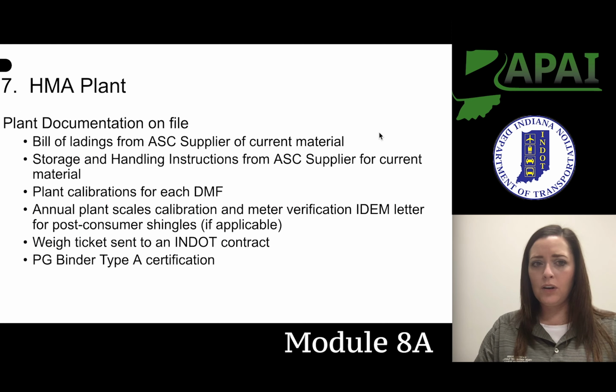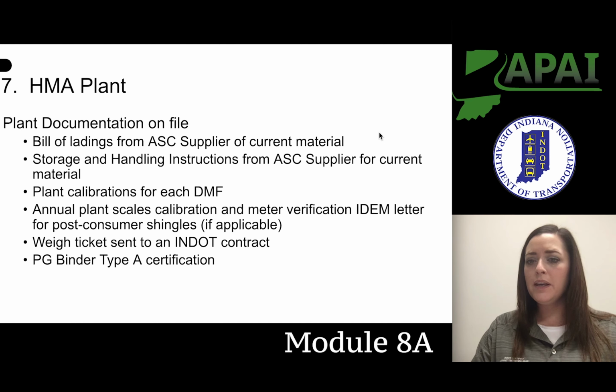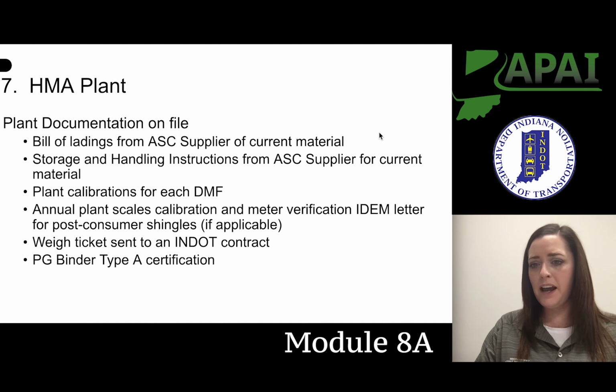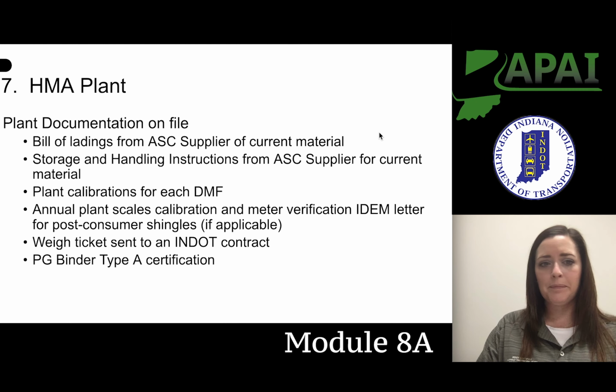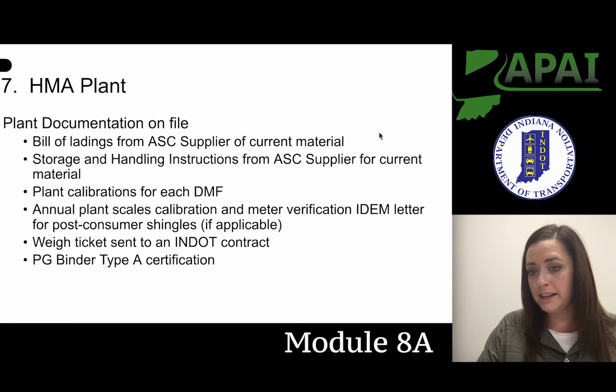Section 7 goes over the HMA plant and the documentation that is required for that plant. These plant documents that are required to be on file include the bill of ladings from the ASC supplier of the current material. This is where NDOT's approved list and having that handy comes into play. The storage and handling instructions from the ASC supplier for the current material that is at that plant.